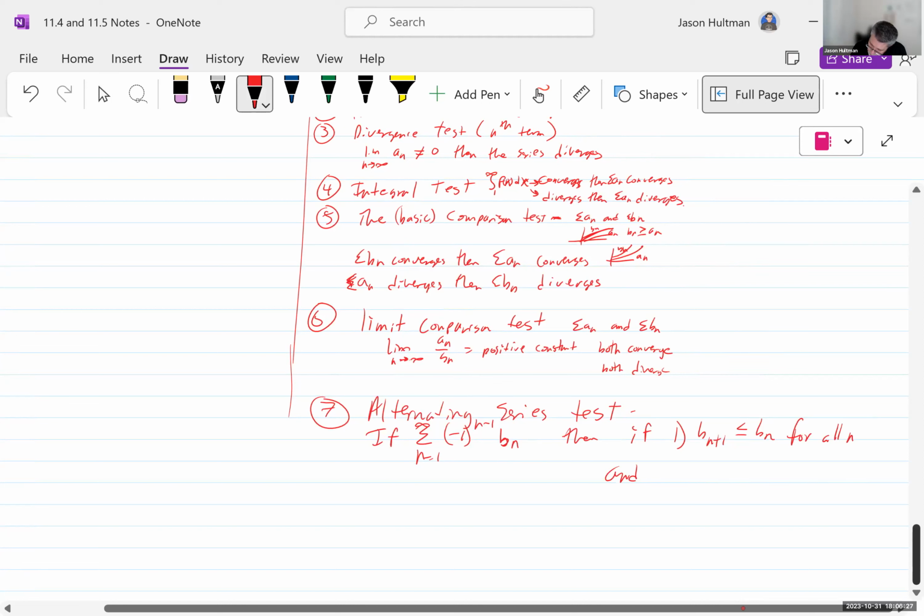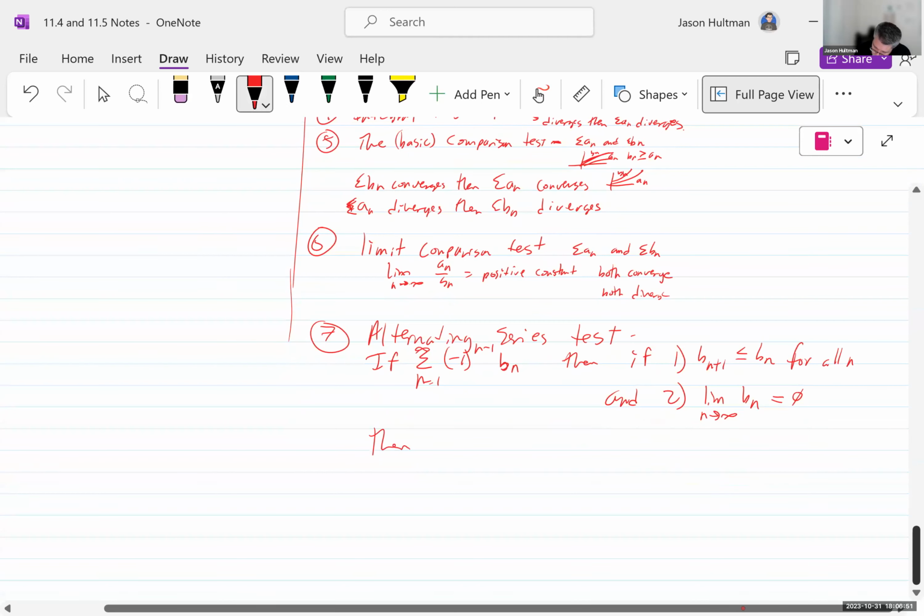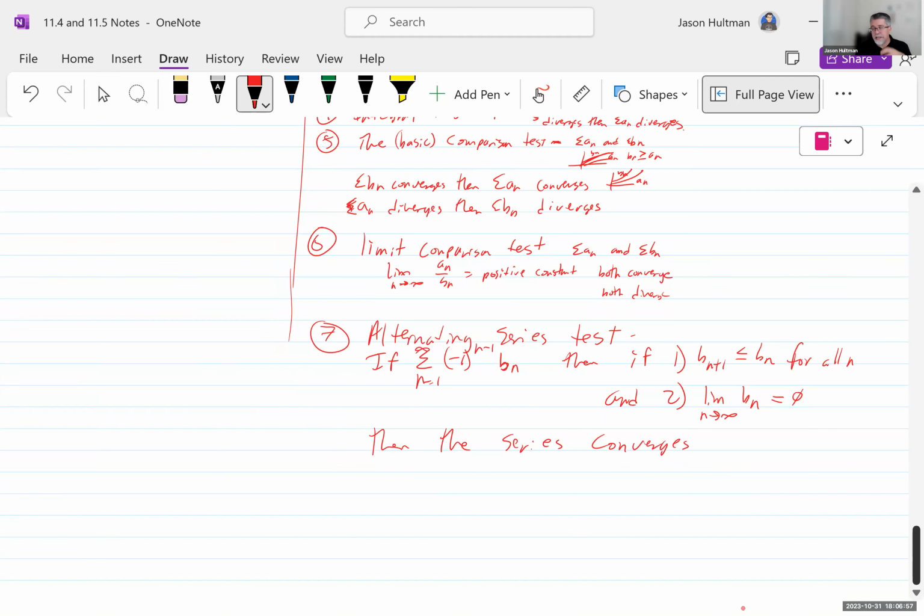and if the limit as n goes to infinity of b sub n equals 0, meaning that these are always going down, and eventually they get so small that they go to 0, if those two are correct, then the series converges.